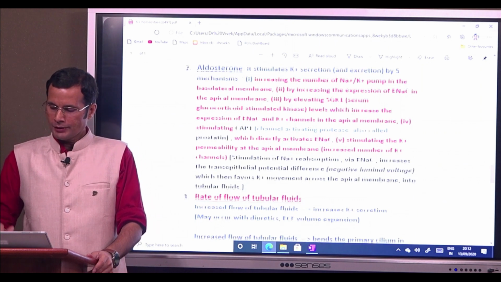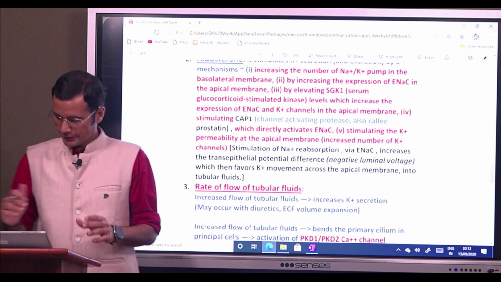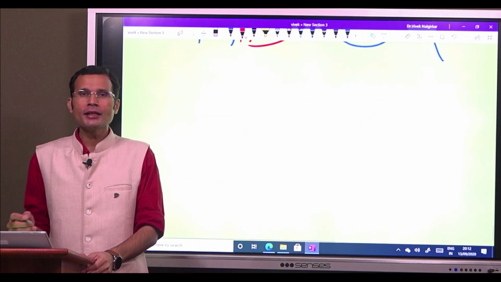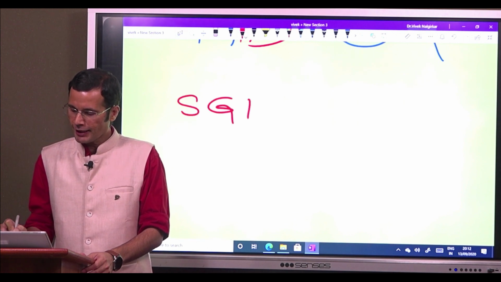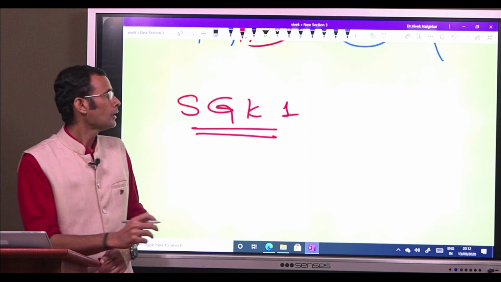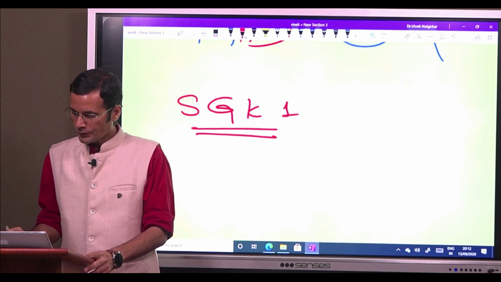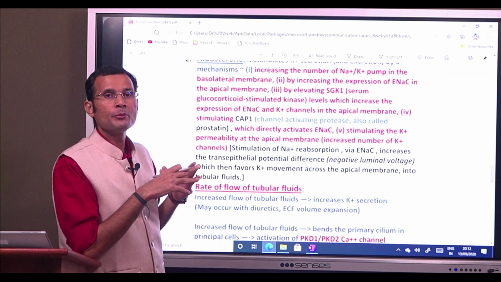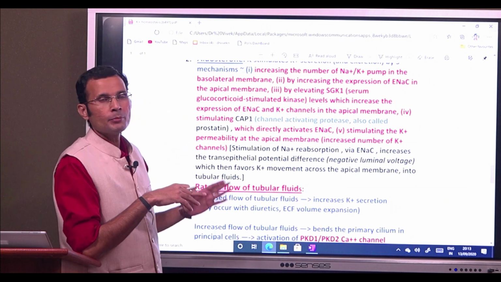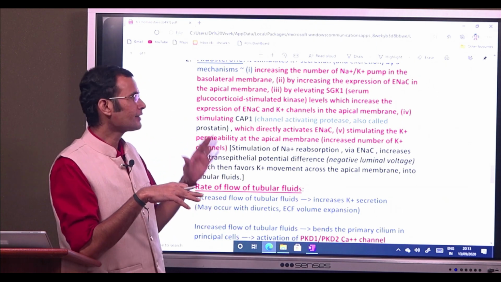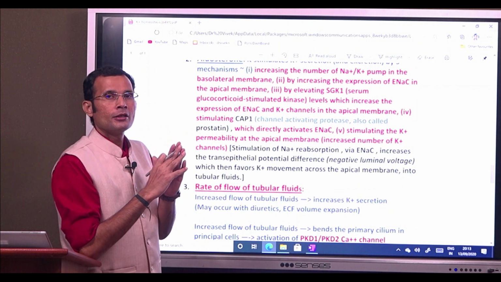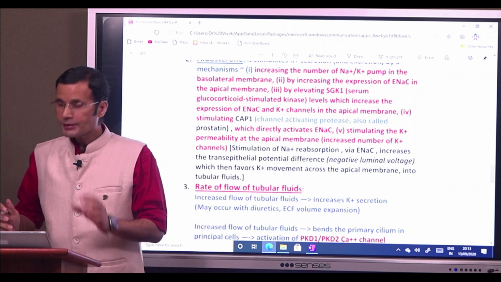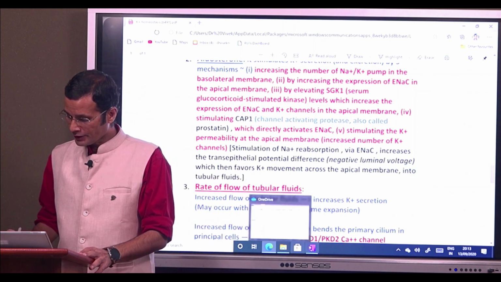Okay. Then aldosterone also elevates two more things. I need to mention them here. Aldosterone also increases the expression of SGK1. I beg your pardon, serum glucocorticoid stimulated kinase. Serum glucocorticoid stimulated kinase, that's SGK. Now, its expression is increased by aldosterone. Serum glucocorticoid stimulated kinase, its expression is increased.